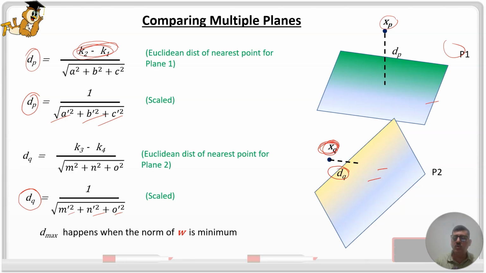However, when you do this scaling across all hyperplanes, the maximum distance, d max, which is the distance of the nearest point to each hyperplane, is going to happen when the denominator is minimum, or in other words, the norm of vector w is minimum. This is what the scaling in SVM really does.